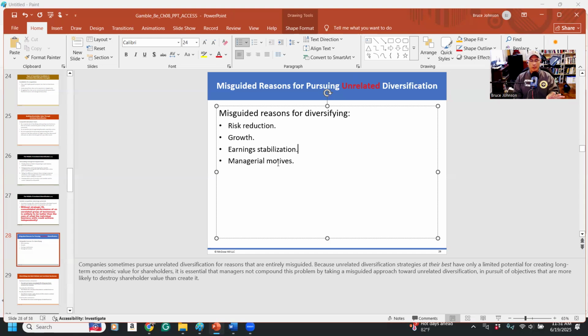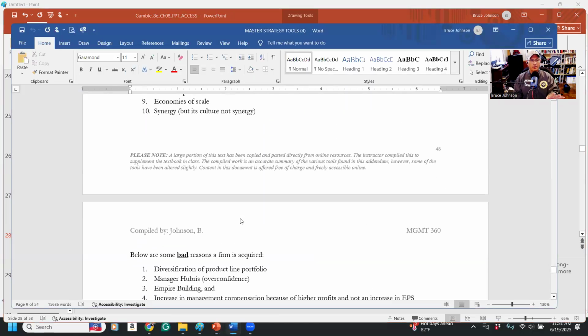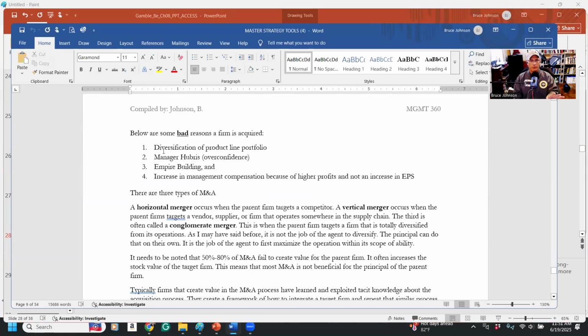And then you have those managerial motives, which often go back into bad reasons to acquire a firm. Not trying to diversify, you have management hubris. You have leaders trying to build their empire because the more people they oversee, the more money they get paid. That's separate from empire building, but they kind of go hand in hand.